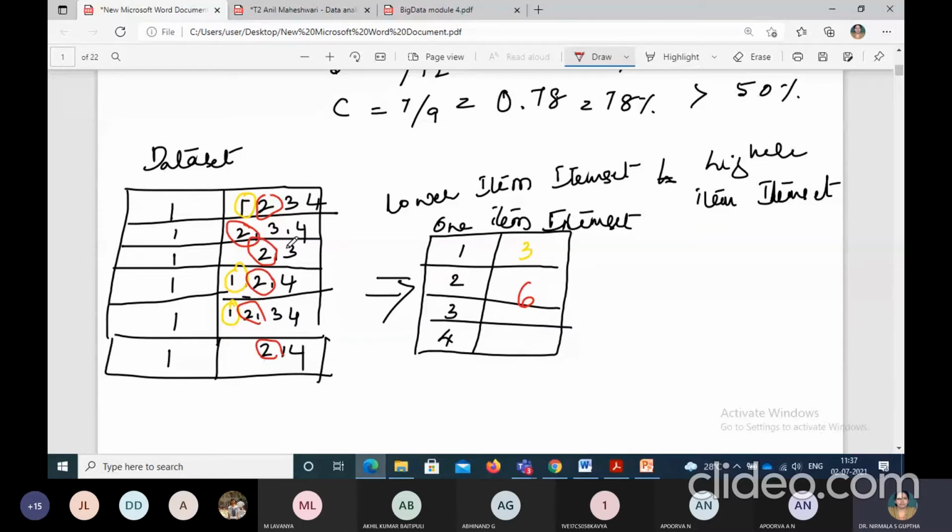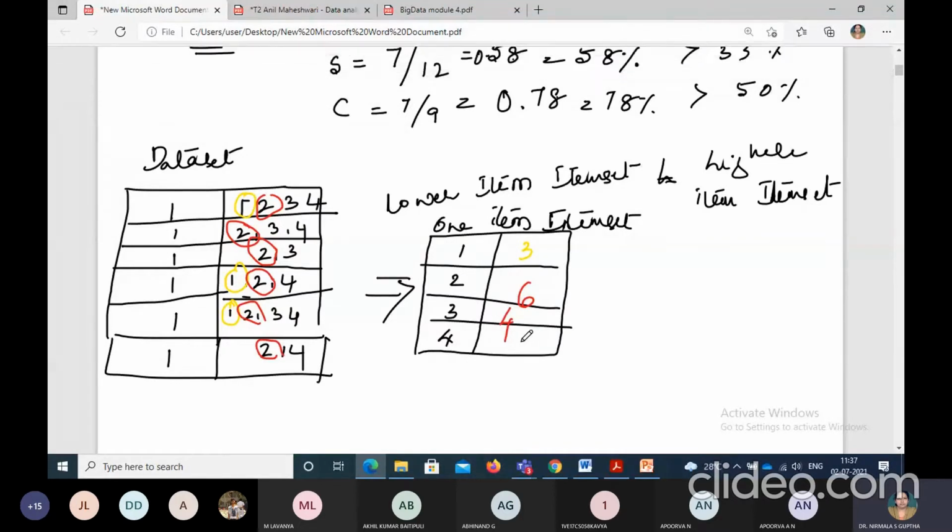So 3 is 1, 2, 3, 4. Correct? Yes, ma'am. How many times is the 4 coming? 1, 2, 3, 4, 5. So 5. So similarly, what is the next step to be followed as per the a priori algorithm?